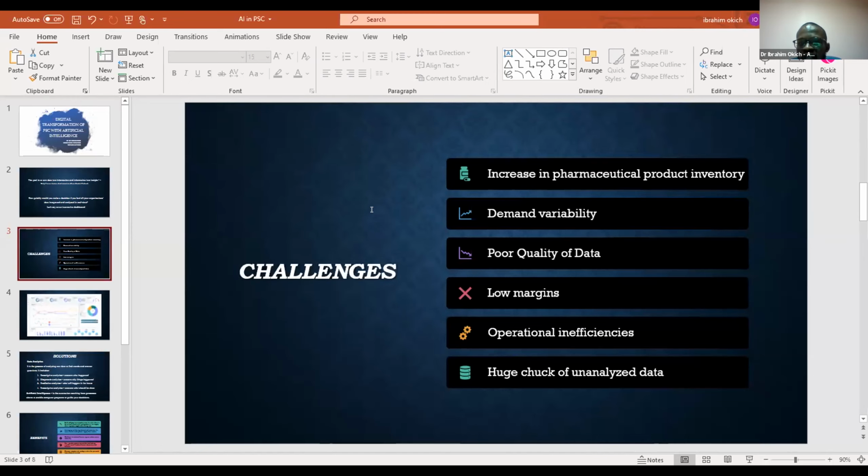Another thing, we have a huge chunk of unanalyzed data in our system. Yes, we have so much data in our system, but analyzing data takes time, and getting that time in a busy setting is really hard. So you find a lot of data remains unanalyzed.